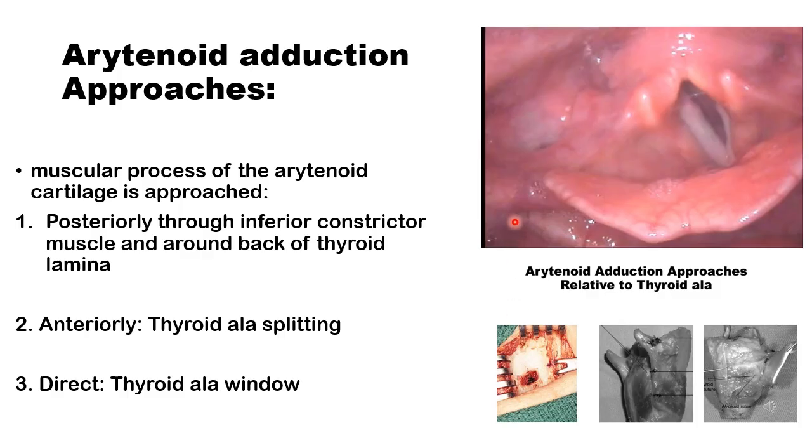This window will be placed somewhere here in front of the oblique line of the thyroid, and again dissection for about 5 millimeters in the paraglottic space would get you to the muscular process of the arytenoid directly, and this would allow manipulation of the muscular process with no need to remove any big parts of the thyroid ala.